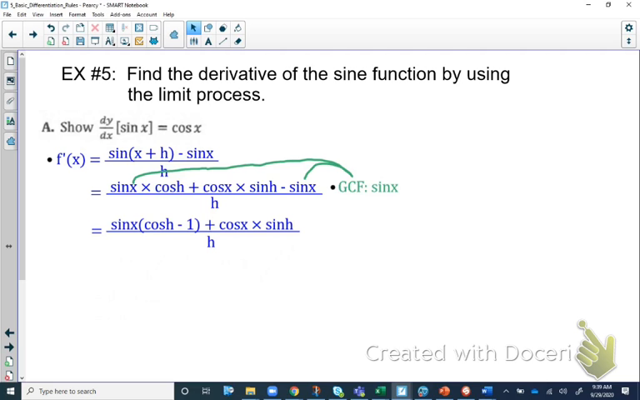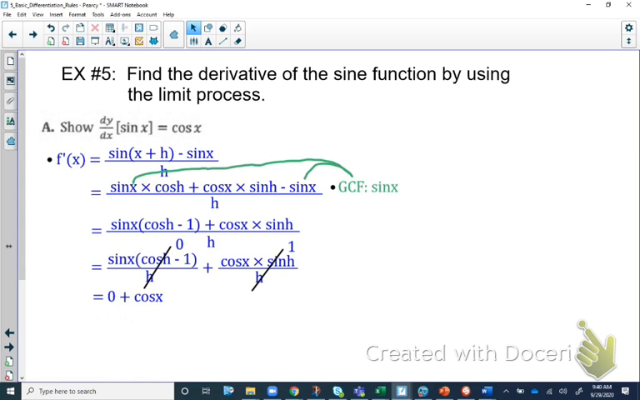Okay. Now, continuing from here, we're going to split it up into two separate fractions because h is a common denominator. And at this point, we're going to recognize that we can start utilizing some of our special trig limits. On the left side of the problem, cosine of h minus 1 over h, that's the special trig limit for cosine where it simplifies to be 0.